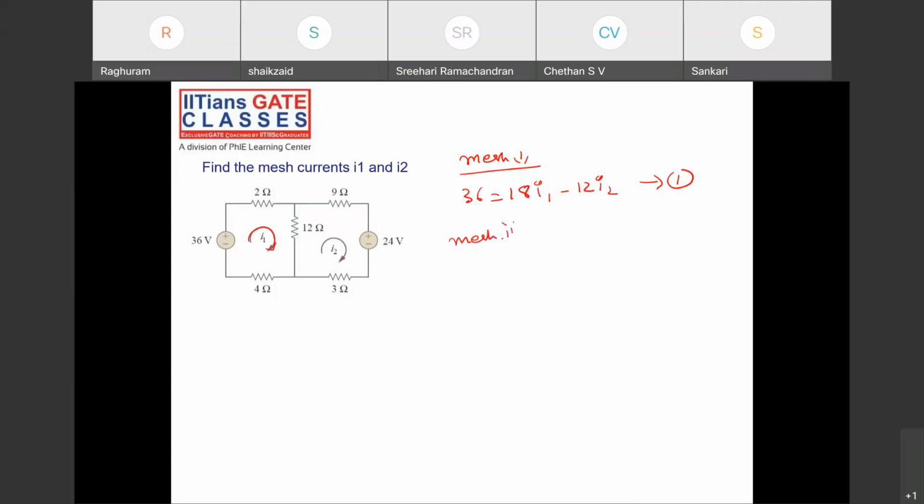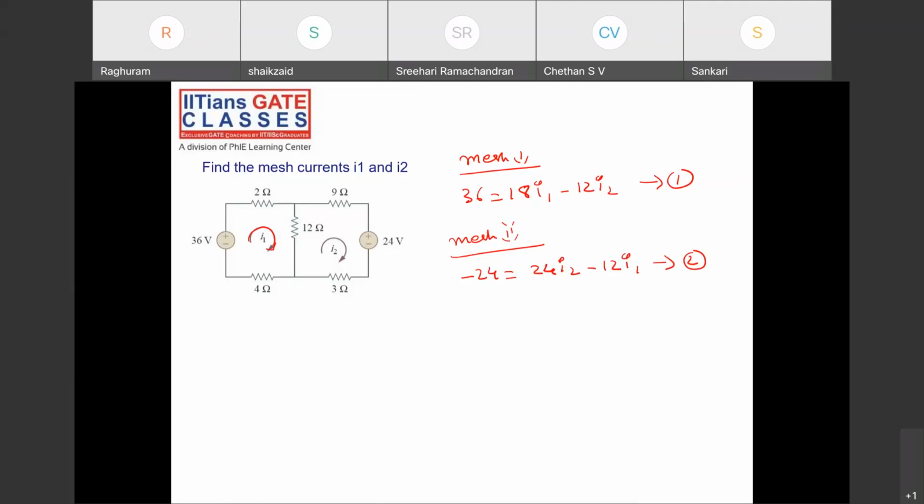Mesh 2. Mesh 2 is minus 24 is equal to 9 plus 3 plus 12, 12 plus 12, 24 I2, minus 12 I1. Clear? Shall I repeat?